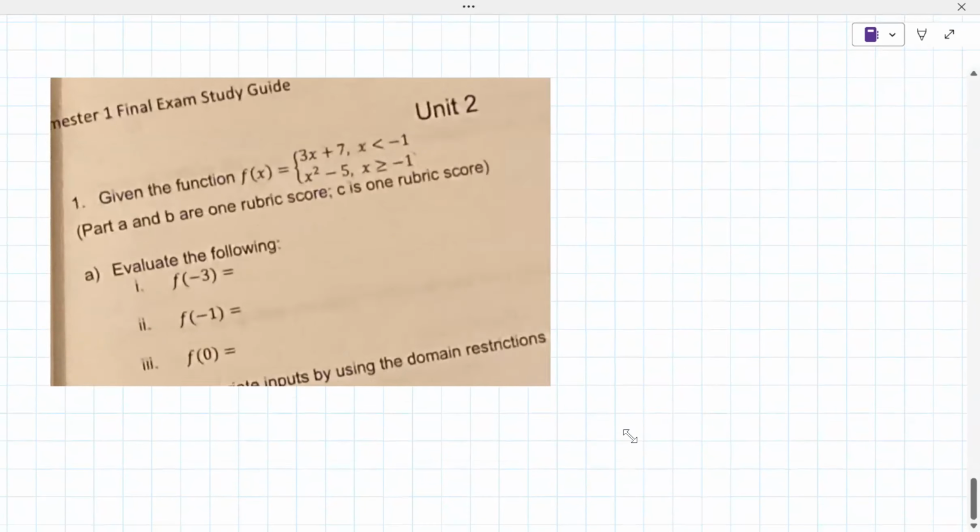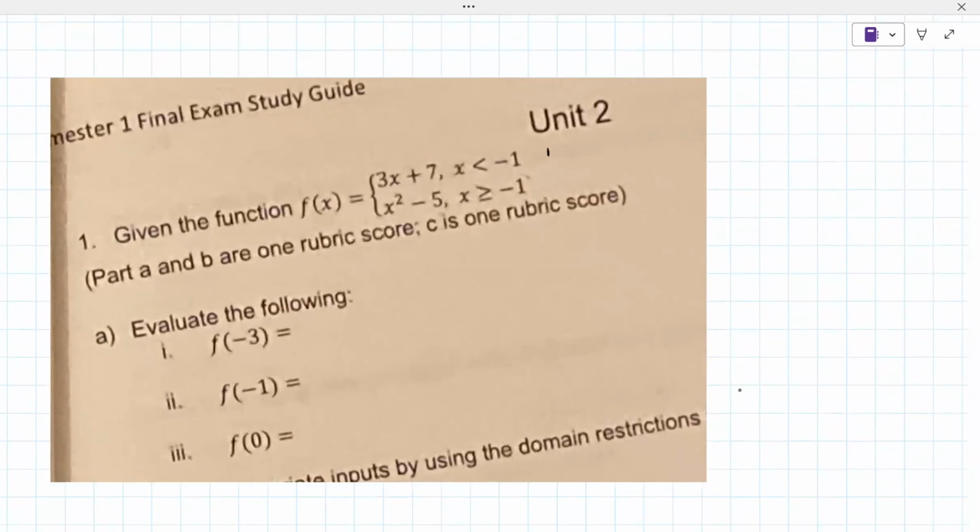Okay. This piecewise graph has two pieces. It's got a top piece and a bottom piece. Could you tell me which piece each one of these would use? It would use the top piece. For which one? -3? Number 1. Okay. How about for -1? -1 would be the second one. All right, and 0? It would also be the second.